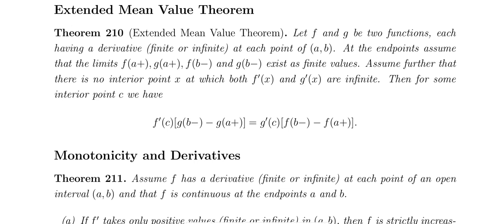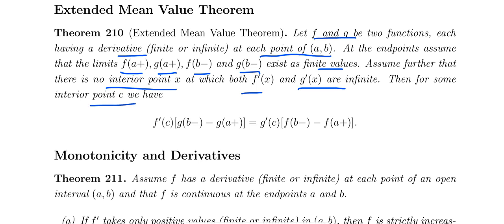That is two functions, once again. Both have derivatives, finite or infinite, at each point of the open interval (a, b), and at the endpoints, the limits f(a+), g(a+), f(b-), g(b-) exist and are finite values. And assume further that there is no interior point x at which f'(x) and g'(x) are infinite. Then for some interior point c, f'(c) into g(b) minus g(a) equals g'(c) into f(b) minus f(a). This is called the extended mean value theorem.